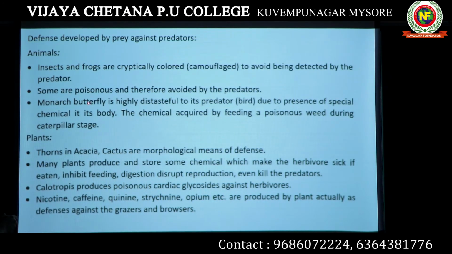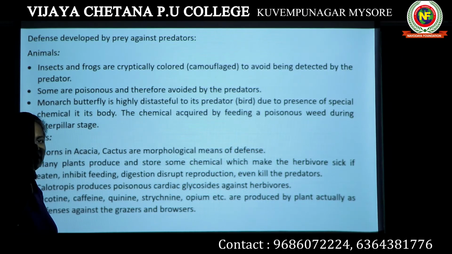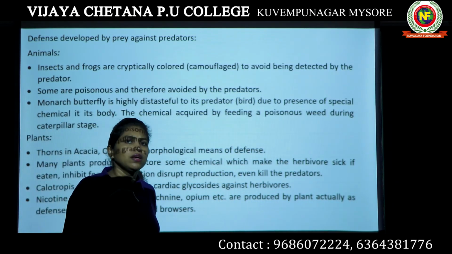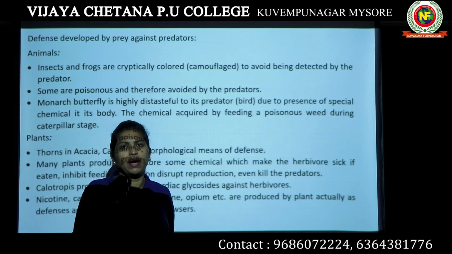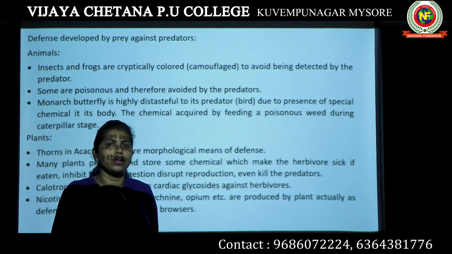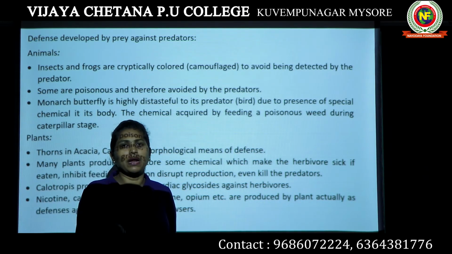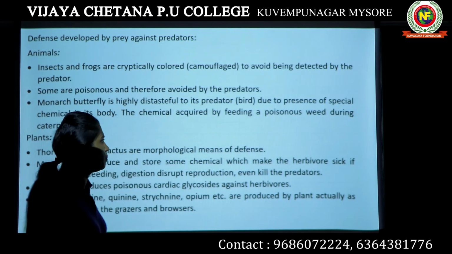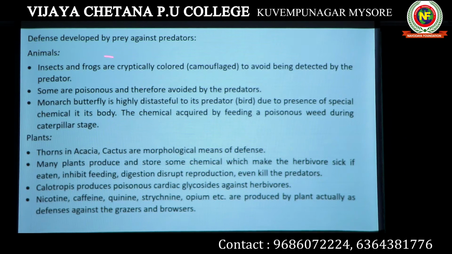We'll read it again. Monarch is highly distasteful to its predator due to the presence of a special chemical in its body. Because of that chemical, it tastes very bad. How did it deposit that chemical in its body? When it was in the caterpillar stage, it was feeding on a poisonous weed, and from that weed it has taken the chemical. Now these are certain defenses developed by prey against predators. Here it's about the animal community.